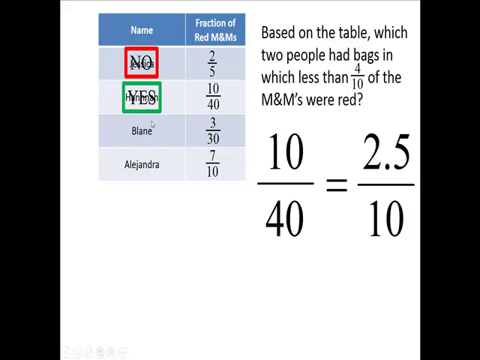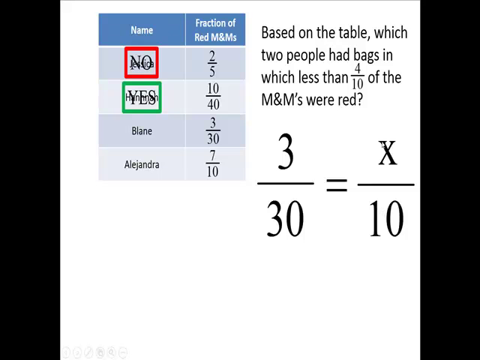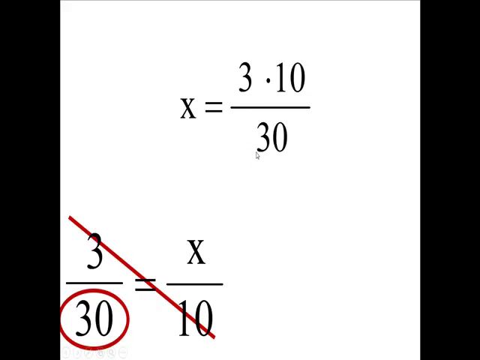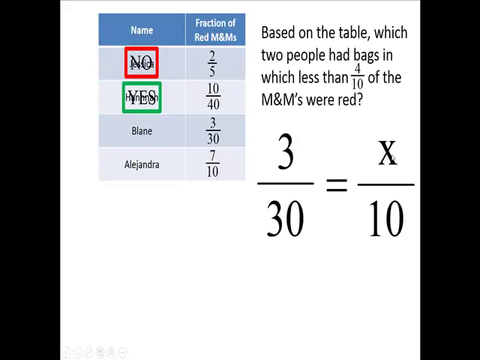Okay? Take Blaine's next, not 10 over 40, but what? 3 over 30. Once again, we want the bottom to be a like fraction of this. We have to have the bottom be 10. We're searching for the numerator. 3 times 10 divided by the 30. X is 3 times 10 divided by this other number here. Okay, now what is 3 times 10? 30 divided by that 30 is 1. So x in this fraction here is a 1. Now, would you say that 1 is less than 4? I would. A big yes for Blaine.